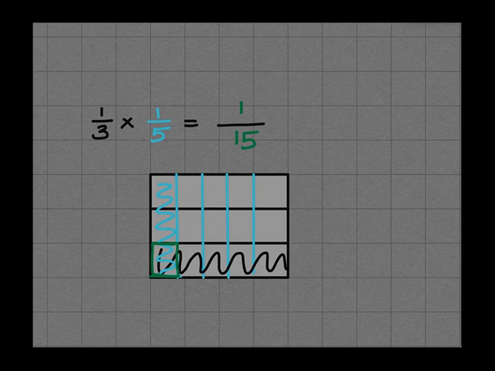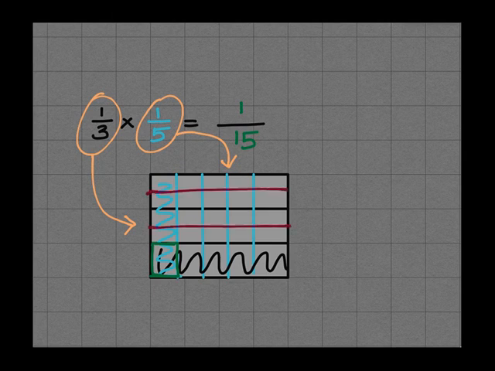1/3 times 1/5. We usually multiply 1 times 1 to get 1, and 3 times 5 for the denominator, and we get 15. So this is what we usually do. But this time, let us represent the whole problem in an area model. Take the first fraction and represent it as rows, and take the second fraction as columns. When we represent the rows, it is going to be 1/3. That means there are 3 rows, right? And we are going to shade only 1 row.